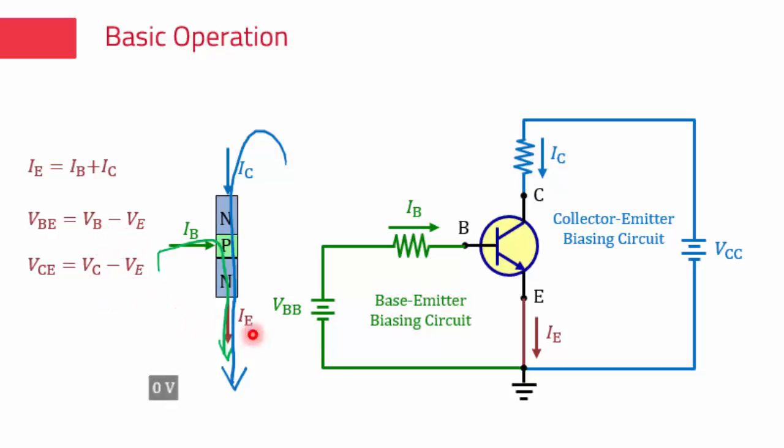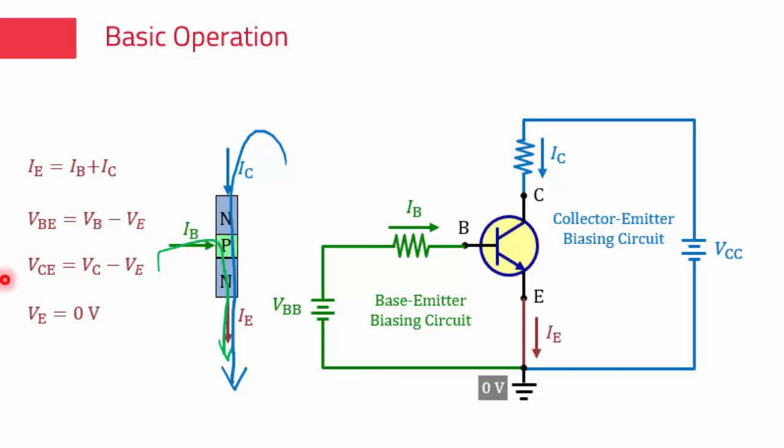As the emitter is connected to the ground, VE is equal to 0 volt. VB is the voltage at the base with respect to the ground. To rephrase that in common English, VB is the voltage difference between the base and the ground. Similarly, VC is the voltage difference between the collector and the ground. So you should be able to understand the meaning of these two equations now.